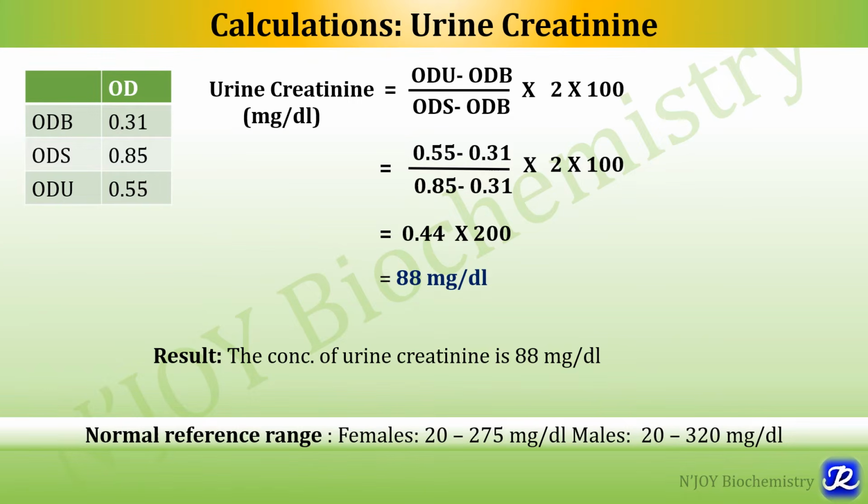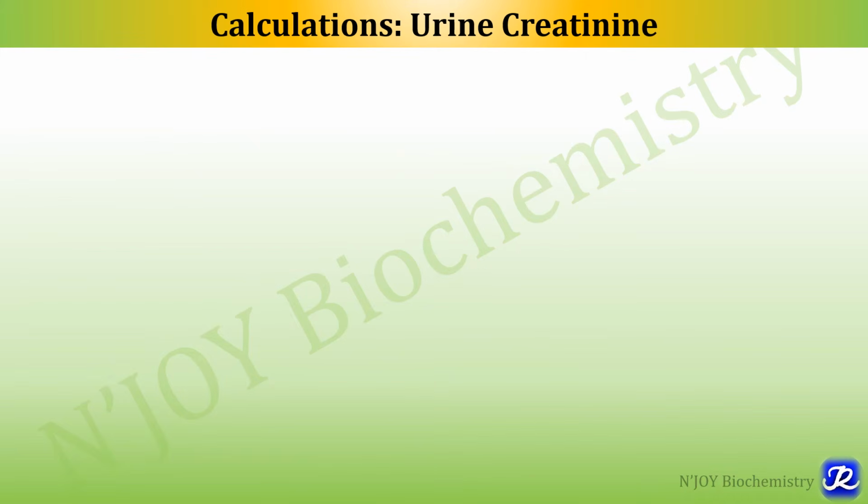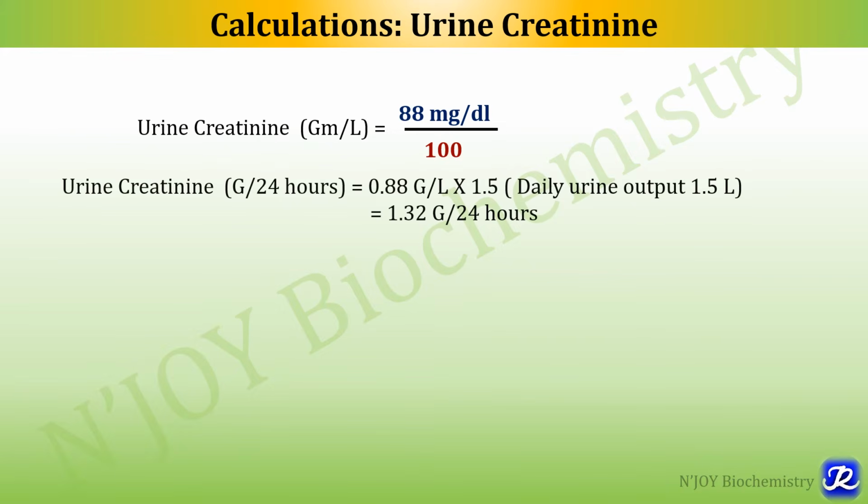And the normal reference range is, in females, 20 to 275 milligram per deciliter. In males it is 20 to 320 milligram per deciliter. We calculated the urine creatinine in milligram per deciliter. So we have to convert it into grams per liter. For that we need to divide by 100. And if you want urine creatinine in gram per 24 hours, we have to multiply it by the daily urine output. We assume that 1.5 liter is the normal daily urine output. So it comes as 1.32 gram per day, that is per 24 hours.